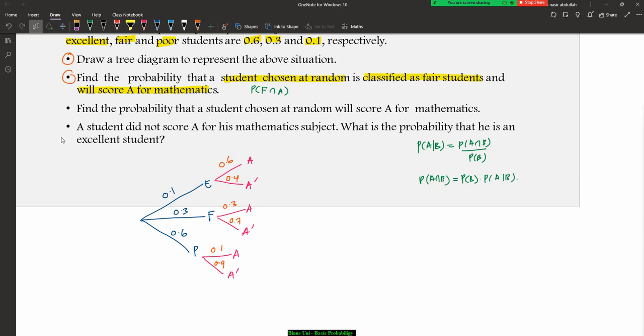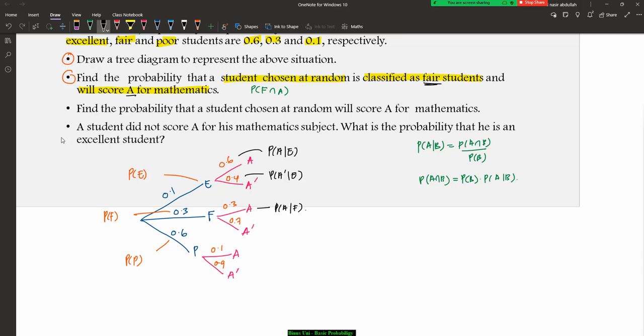So let's understand what is happening in this tree diagram. This one represents probability of E. This one, probability of F. This is probability of P. And this one, probability of A given E. And this one, probability of A complement given E. And so on. Let's say we want to see the fair student and A. So we look at this part, probability of A given F. This is 0.3, is it? 0.3 is probability of A given F.